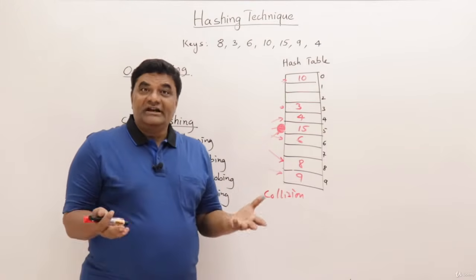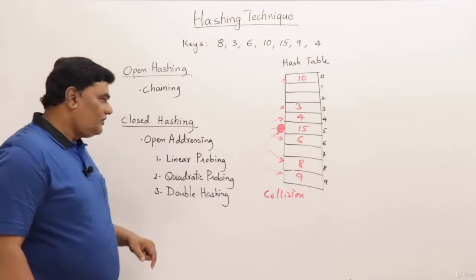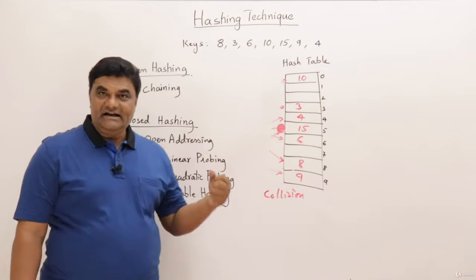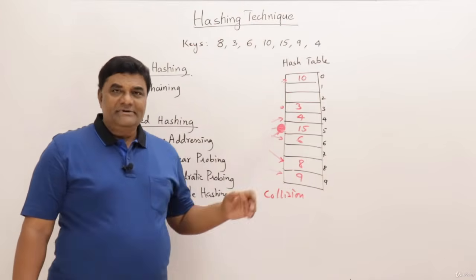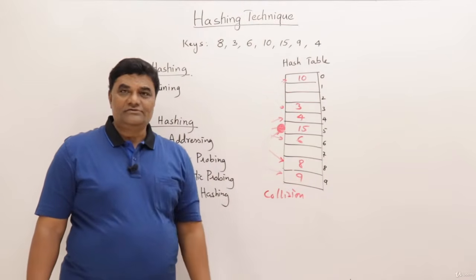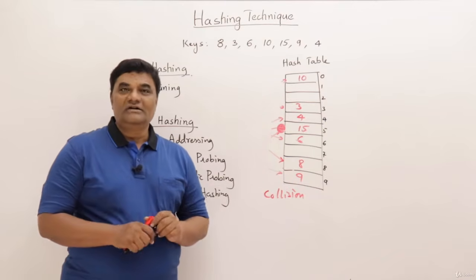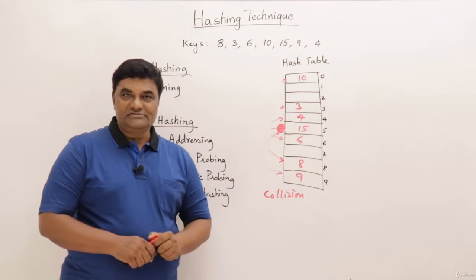But the question is, where will you store? There are three options: linear probing, quadratic probing, and double hashing. We'll look at all these methods in the next videos. So that's all about the introduction to hashing and the ideal hash function.